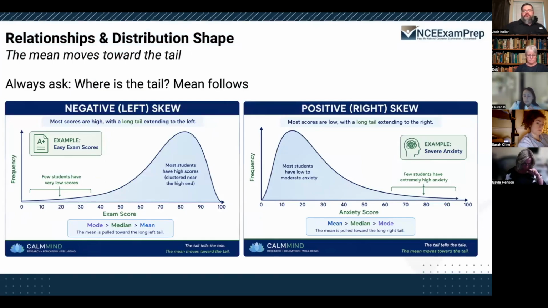So the tail tells the tale. We want to ask, where is the tail? Is the tail on the left? That's going to be a negative skew. If the tail's on the right, that's going to be a positive skew, because the mean follows the direction of the tail. Okay, questions about this? We understand how we go from a normal distribution. We have people on one end, either the positive end or the negative end, scoring, and it skews the curve one direction or the other. Okay.